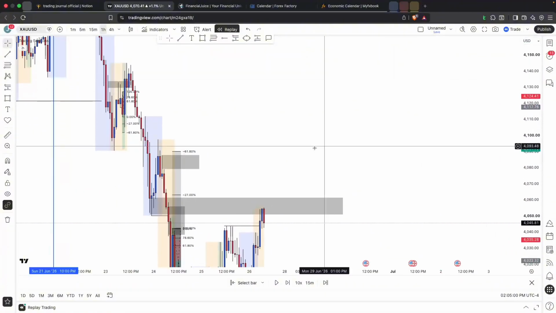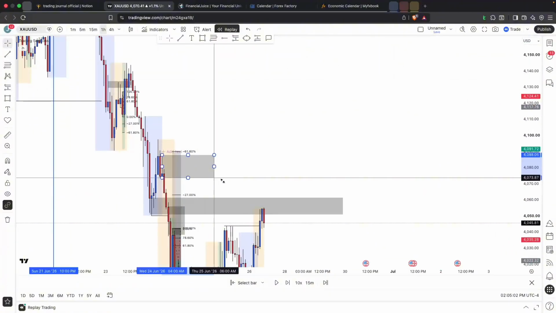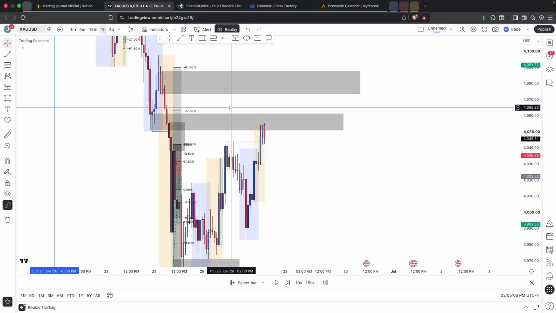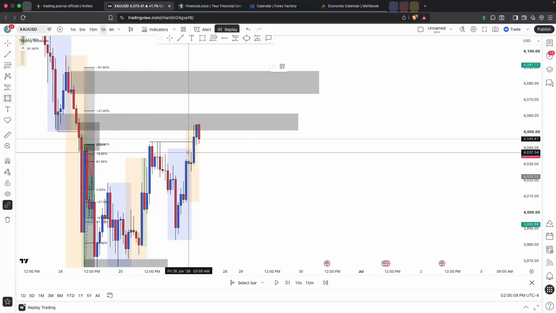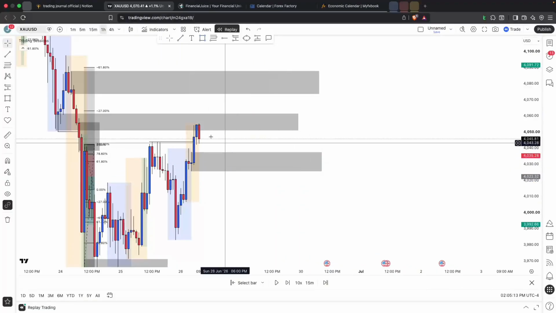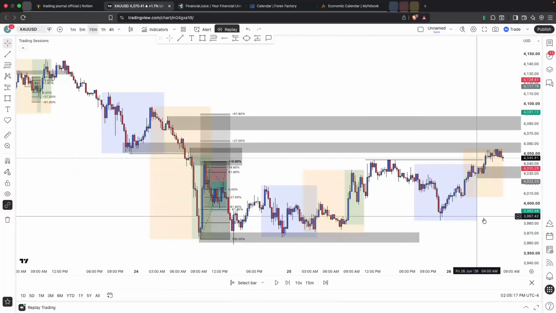We also have this unmitigated supply zone right here, which hasn't been touched yet. And we also have this area right here, a demand zone that broke structure to the upside. So let's see what price does.